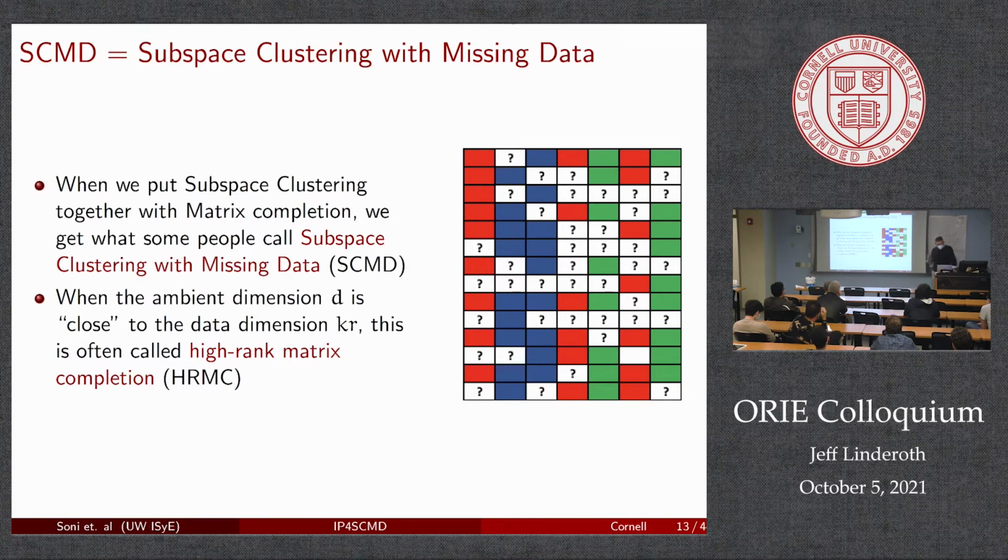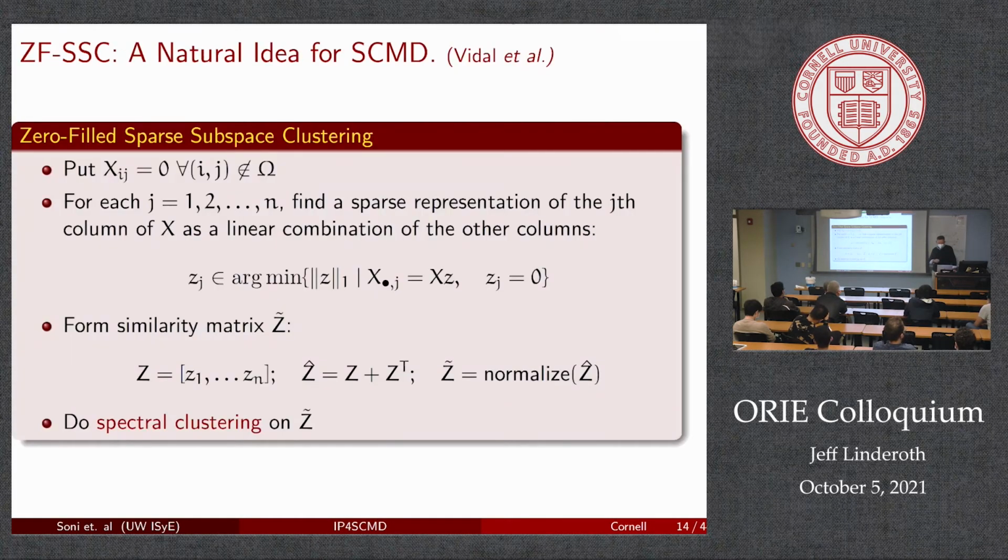And from what I understand, often algorithms that work well in the high rank case work less well in the case where the ambient dimension is much larger than the data dimension. Okay, so I'm going to tell you how to solve, or at least some known methods for solving this problem.